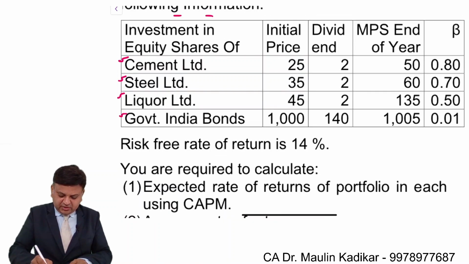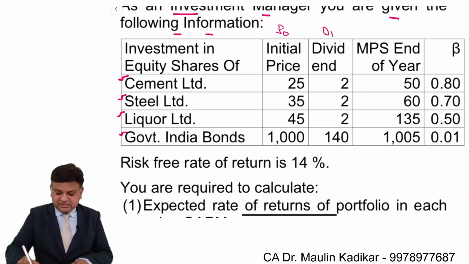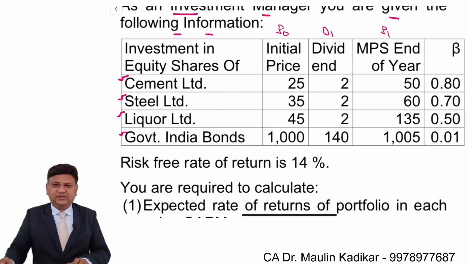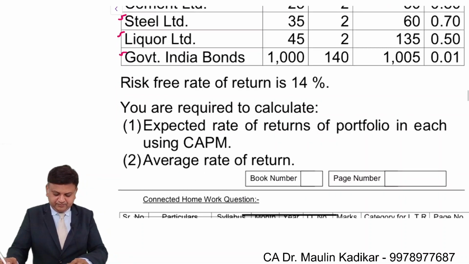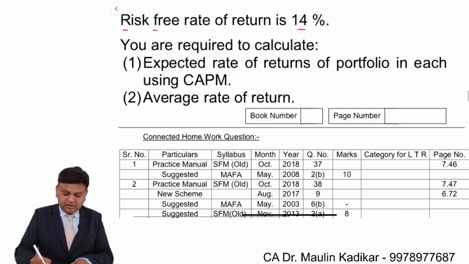Initial price is provided to us, that is P0. Dividend information is given, that is D1. Market price is given at the end of the period, that is P1, and a respective beta is given. The risk-free rate of return RF is given to us as 14%. You are required to calculate, first question, expected rate of return of portfolio in each using CAPM.